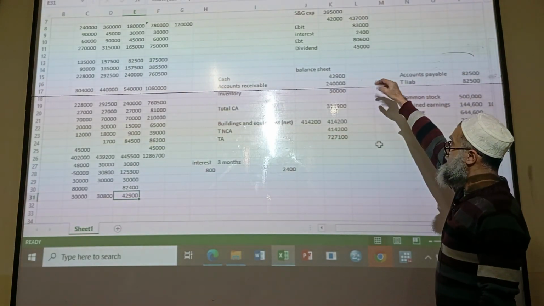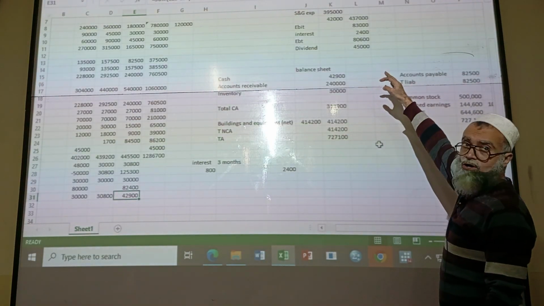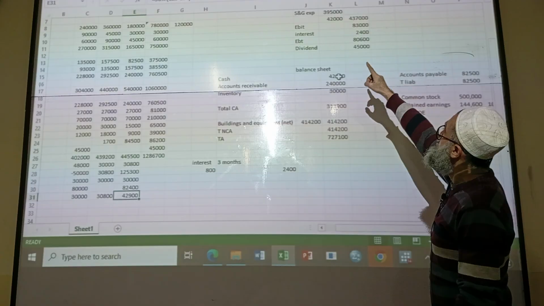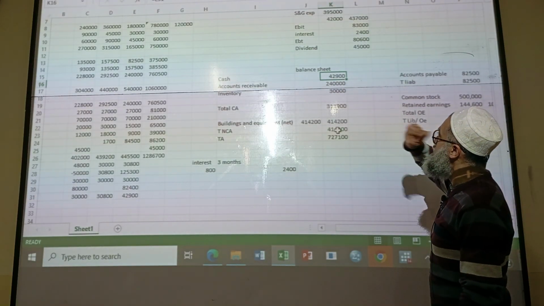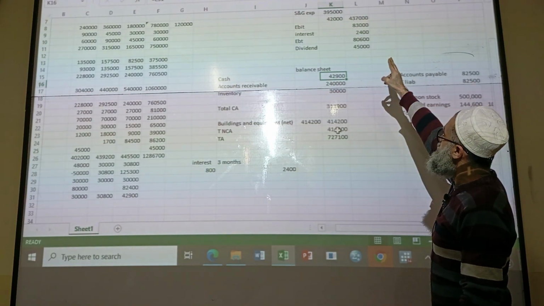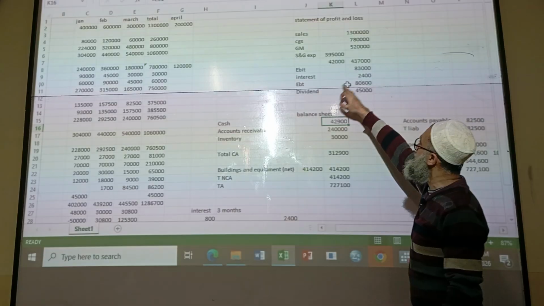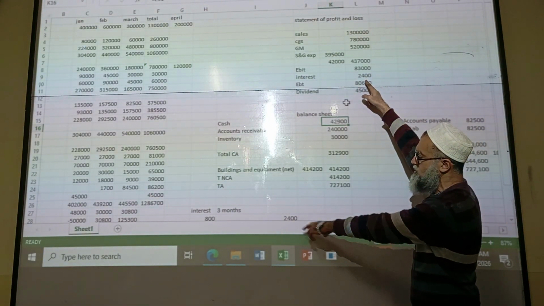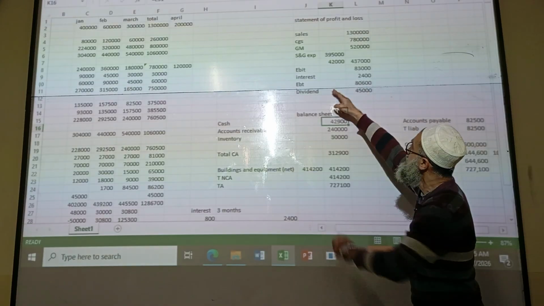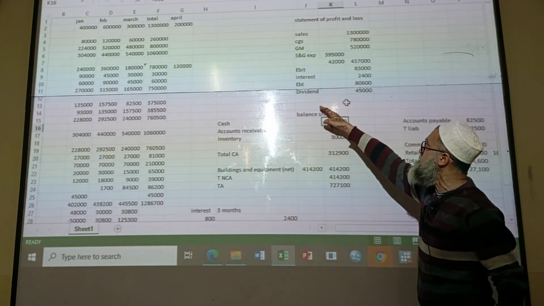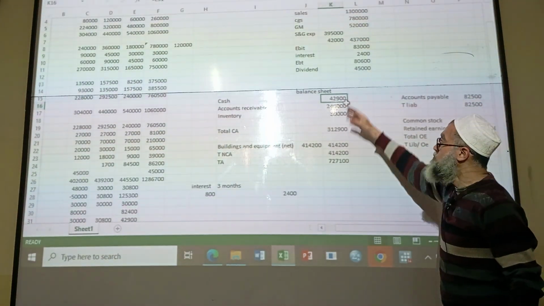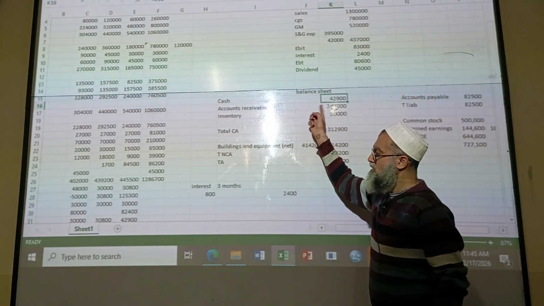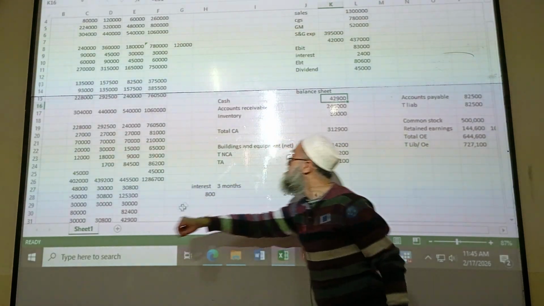Now, statement of profit and loss. Now, in the statement of profit and loss, you had your selling and general expenses, which are 437,000. So your earning before interest and tax is 83,000. You will write the formula. Your interest is 2,400, just what we have calculated over here. So your EBT is 80,600 plus you had a dividend of 45,000. You go to balance sheet, cash figure. You will get the closing cash figure from here.